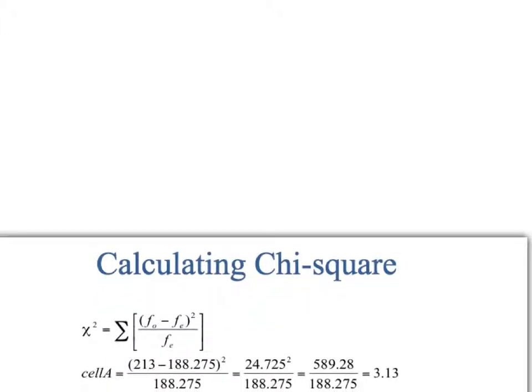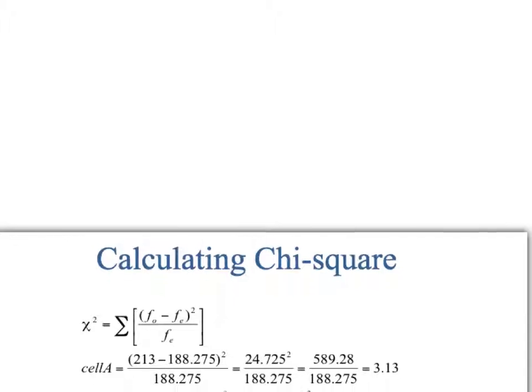For cell A, our observed frequency is 213, and our expected frequency was 188.275. So we're going to subtract that, square it, and divide by 188.275. Now, I did round on the previous slide to 2 decimal places, and either way you're going to get a number that's going to be pretty darn close. You're going to be off by maybe 0.1 at the most, and that's okay. So overall, we're going to multiply that out, and we're going to end up with 3.13.